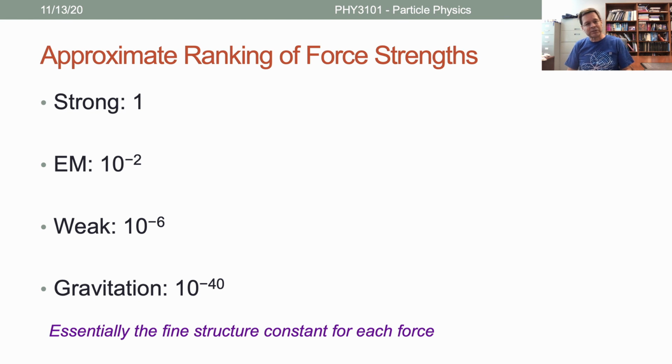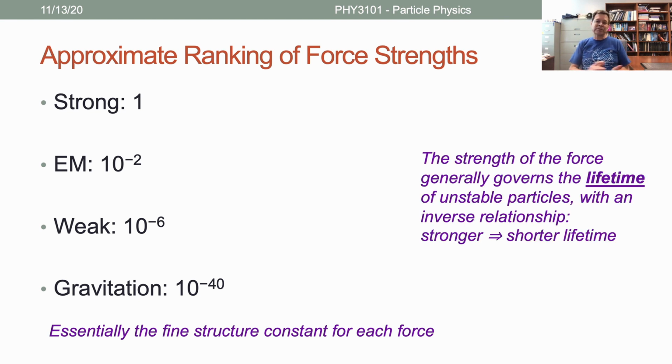Another thing to point out about this ranking of forces is that the strength of the force generally governs the lifetime of unstable particles, with an inverse relationship. The stronger the force, the shorter the lifetime typically is. There are exceptions, depending on mass differences in what it's decaying to, but generally, lifetimes that are extremely short probably involve the strong nuclear force. Those that are slow would generally be the weak nuclear force, and electromagnetism in between.